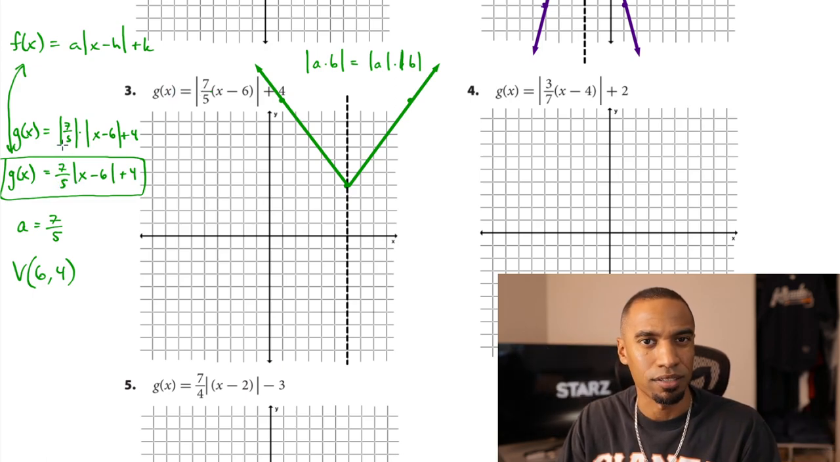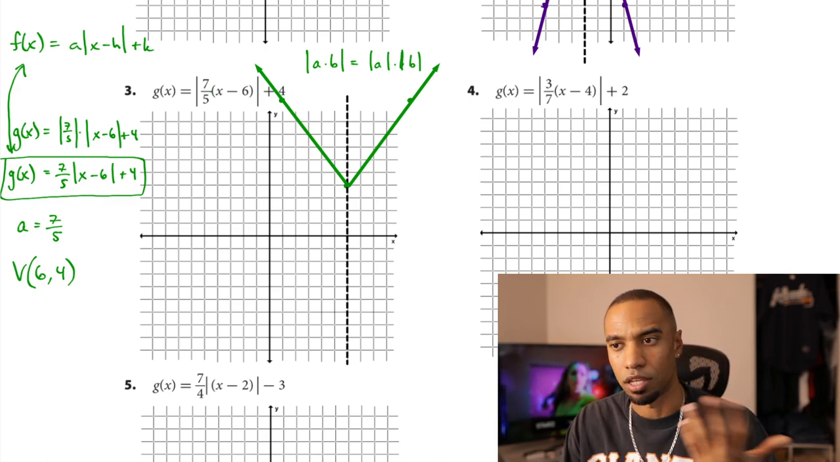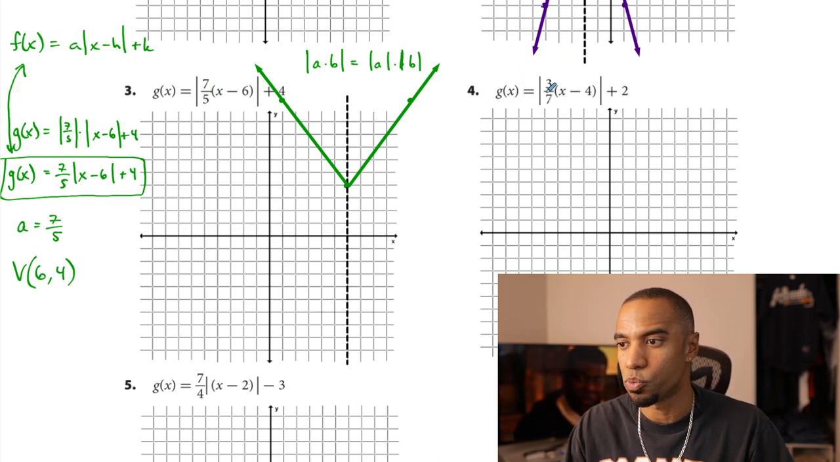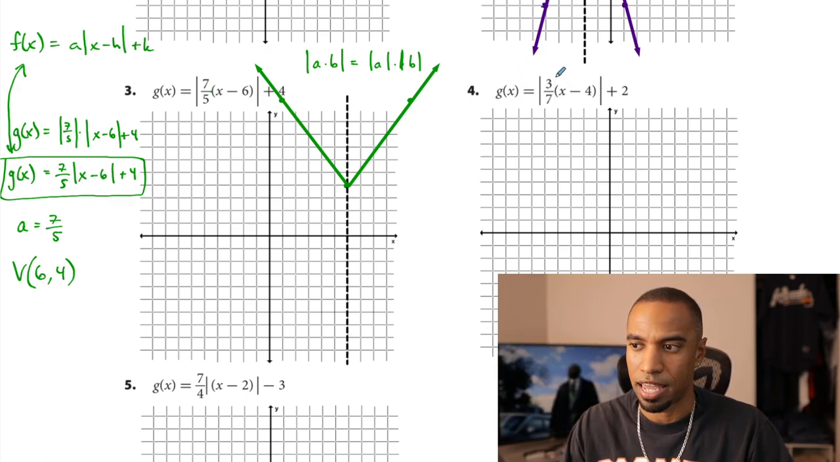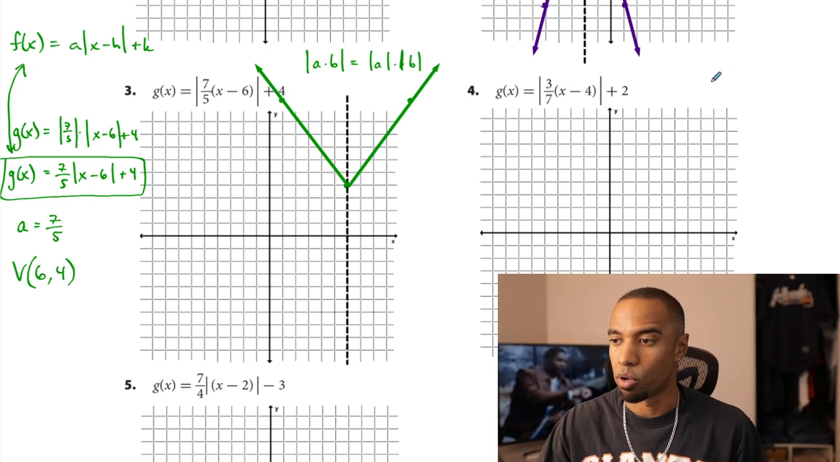For the most part, yeah. Just make sure you turn it positive if it wasn't already. I think we'll run into one that isn't positive to begin with, but we'll see. Just like this 3/7 right here, as long as there's nothing else in front of the x, guys, you can split that 3/7 off, essentially pull it out, and multiply by it.